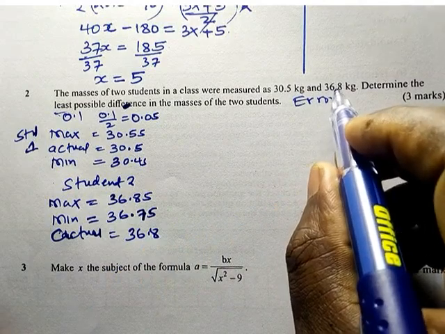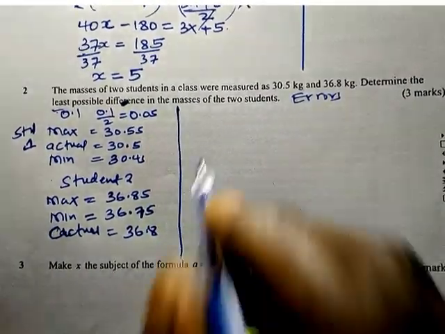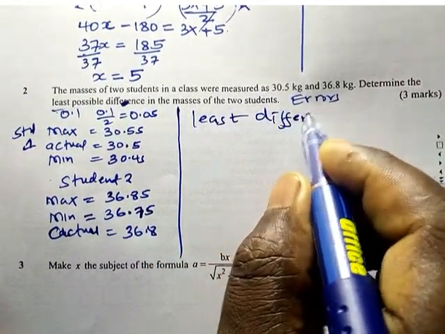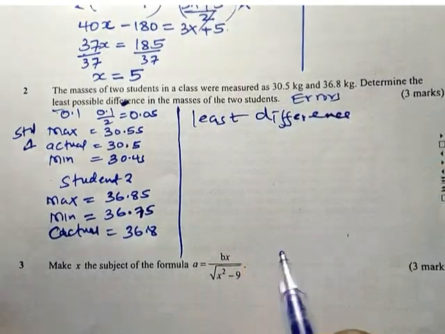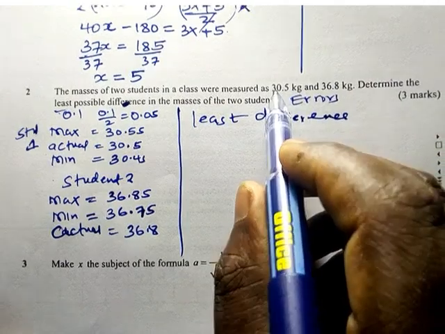36.75, you subtract 0.005, you go to your calculator, you find... So to get what we call the least difference, we subtract the first one: the bigger is this and the smaller is this. So this is the one.